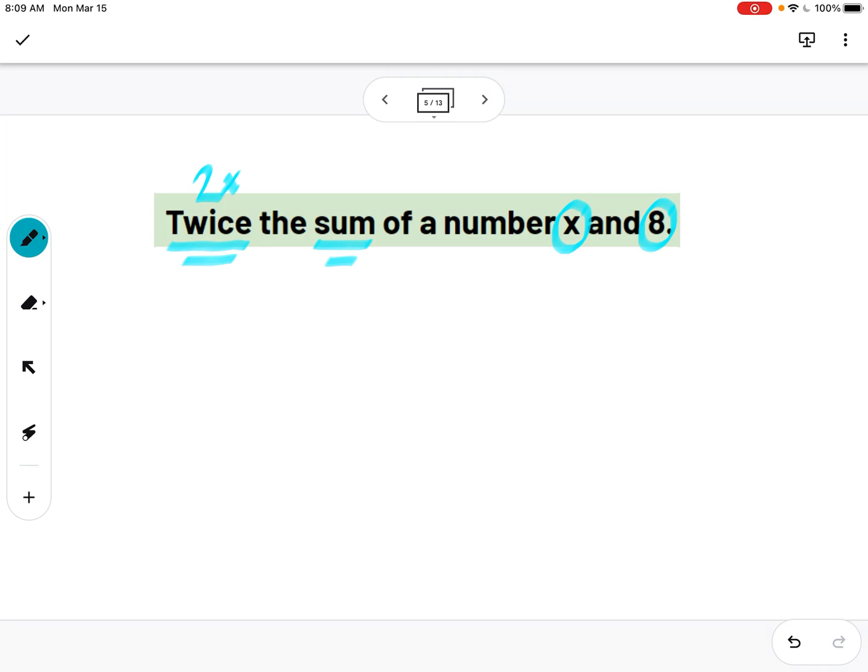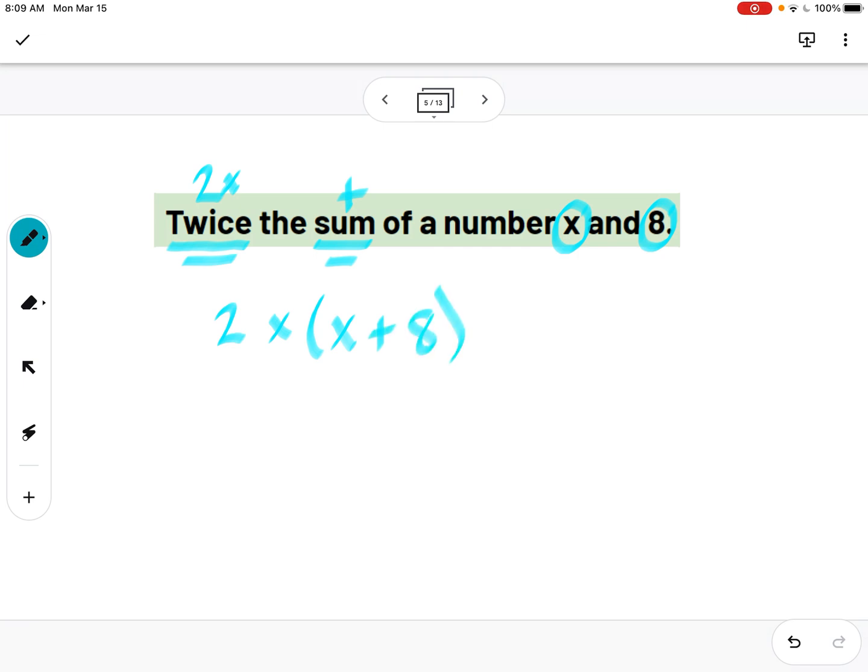All right, so what does sum tell us? Can you find that on your chart? Sum tells us addition. A sum is the answer to an addition problem. So there's a few different ways we can do this, but since it's twice the sum, it means we have to add this first, right? Because it's 2 times what the answer to that is. So we can show it like this. We can show it as 2 times the sum of x plus 8.